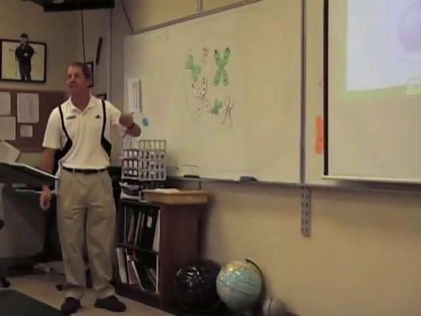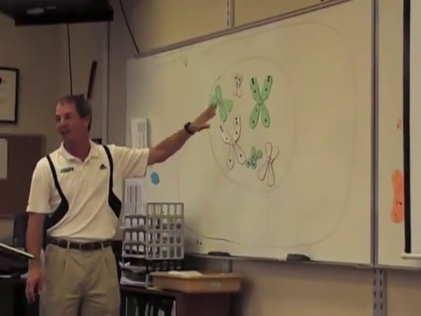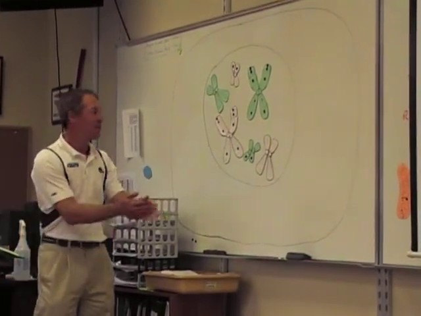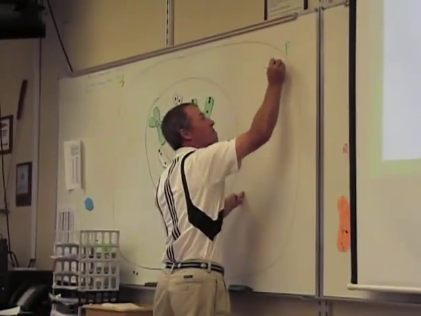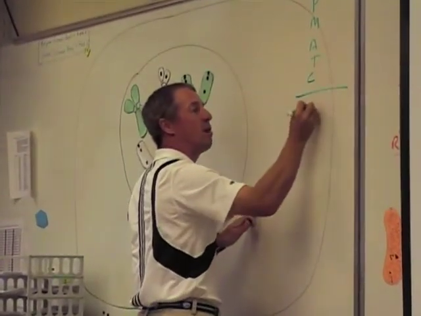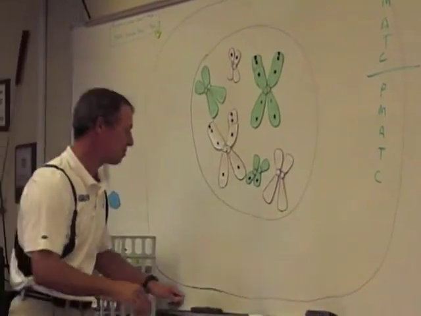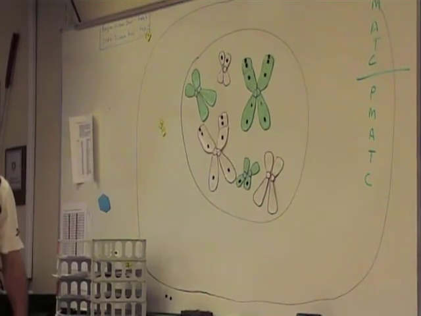Here's a cell. The cell is located in the testes or ovaries. It's going to create your sex cells, your gametes. Okay? Good. First step, we go through the phases: prophase, metaphase, anaphase, telophase. We go through them twice. There they are: prophase, metaphase, anaphase, telophase, cytokinesis. We're on page 273.